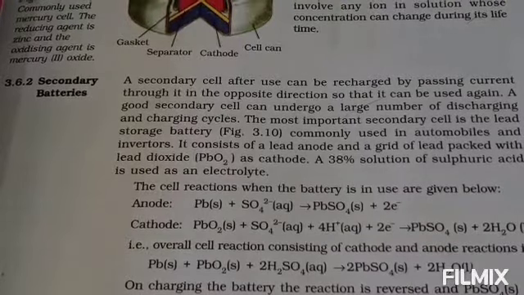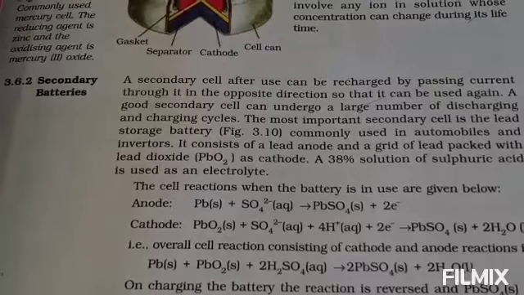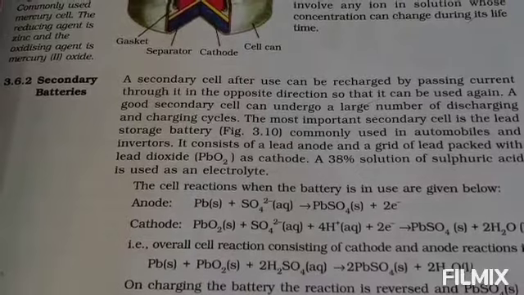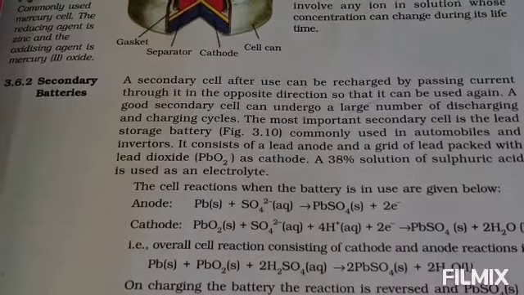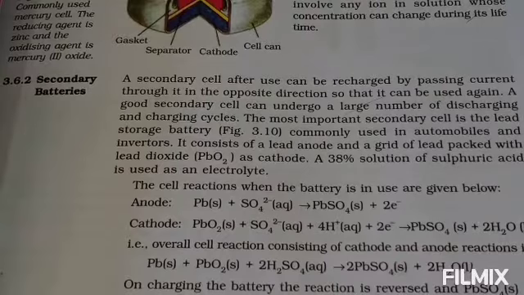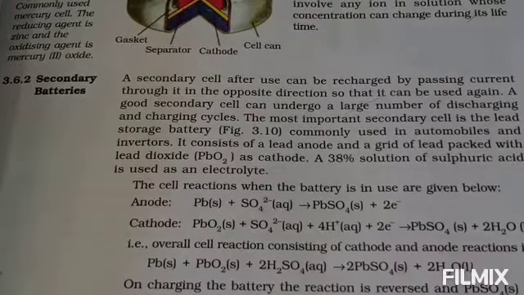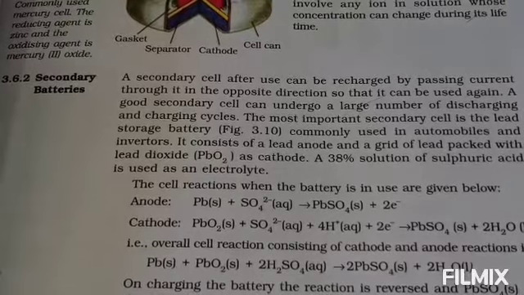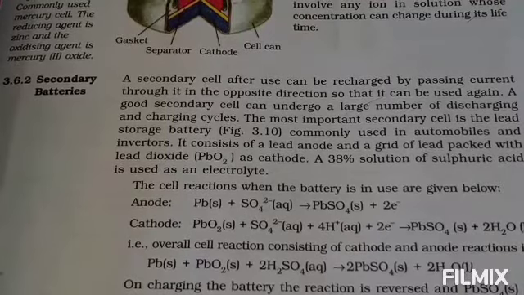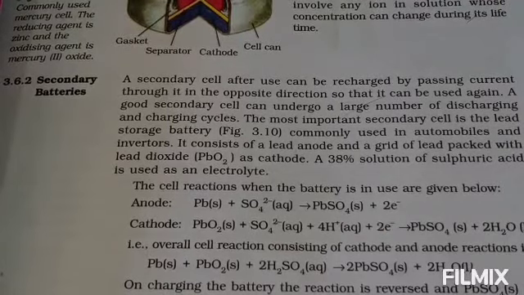The cell reactions when the battery is in use are given below. At the anode, lead plus sulfate ions gives lead sulfate and 2 electrons. At the cathode, lead dioxide plus sulfate ions plus 4 H plus and 2 electrons give PbSO4 plus 2 H2O. The overall cell reaction is Pb plus PbO2 plus 2 H2SO4 gives 2 PbSO4 plus 2 H2O.